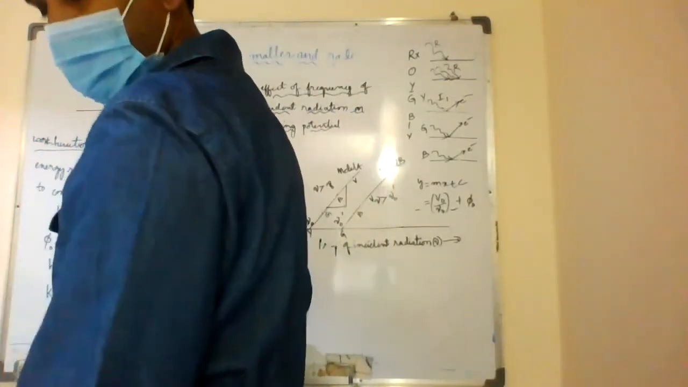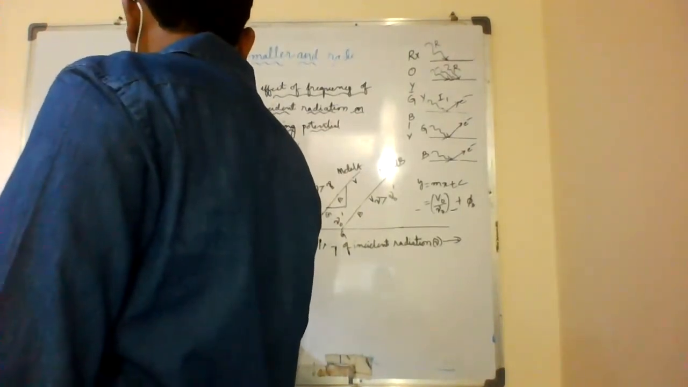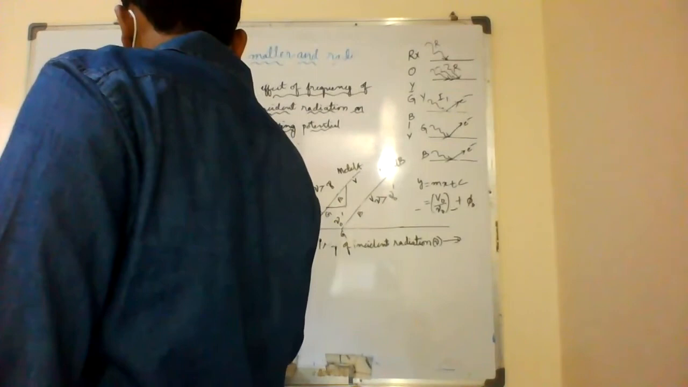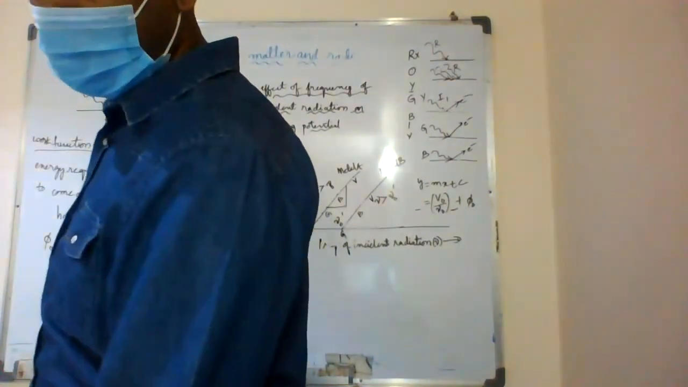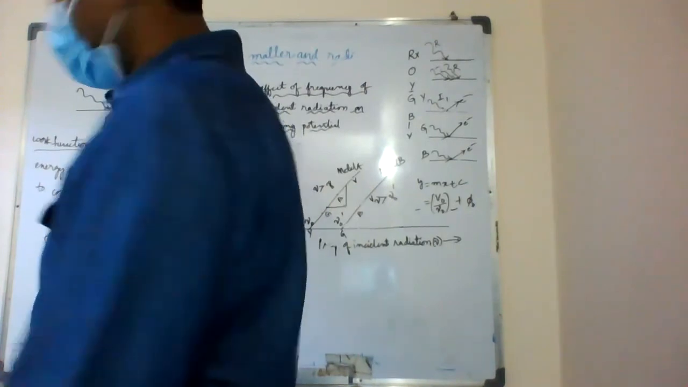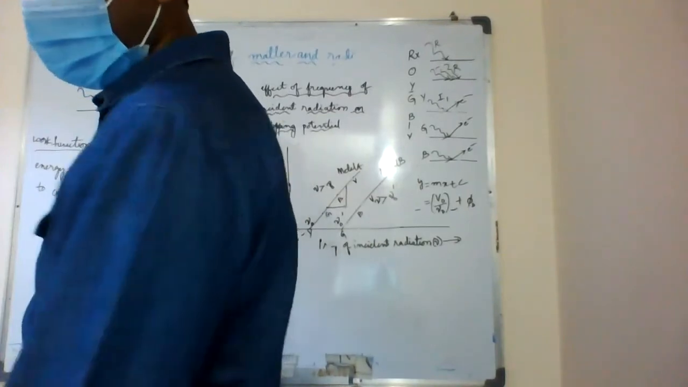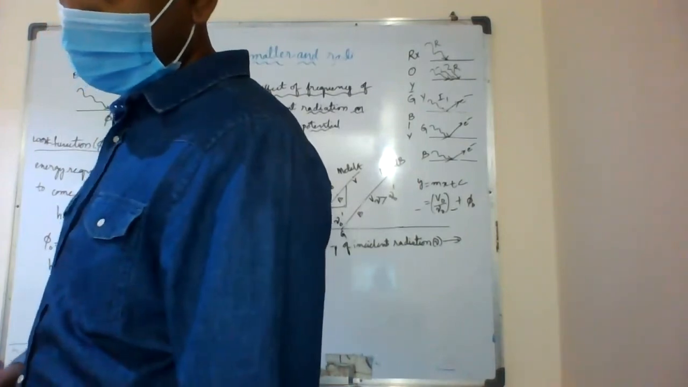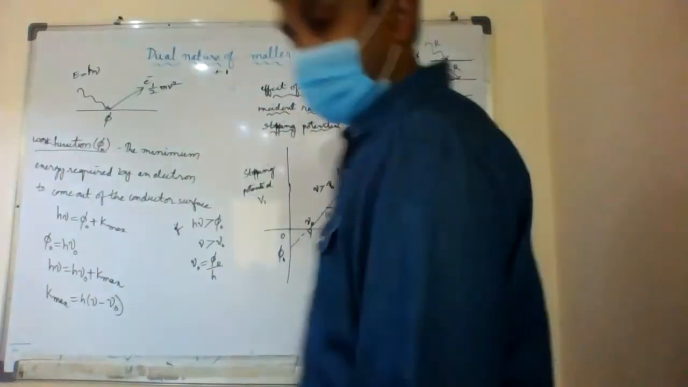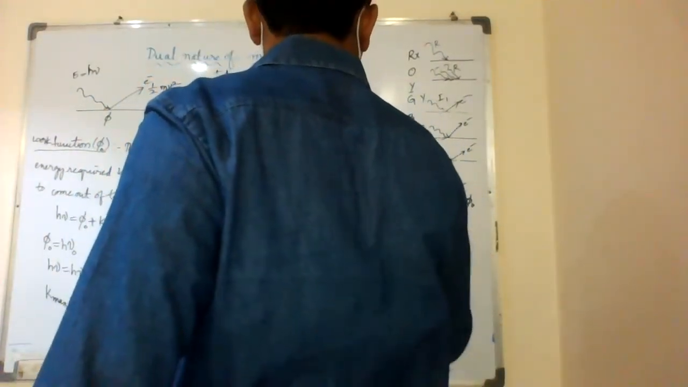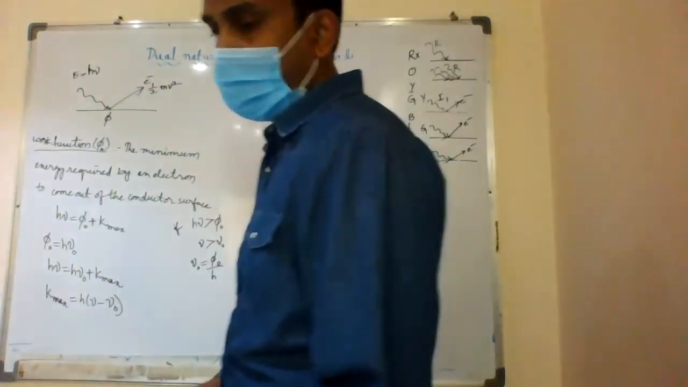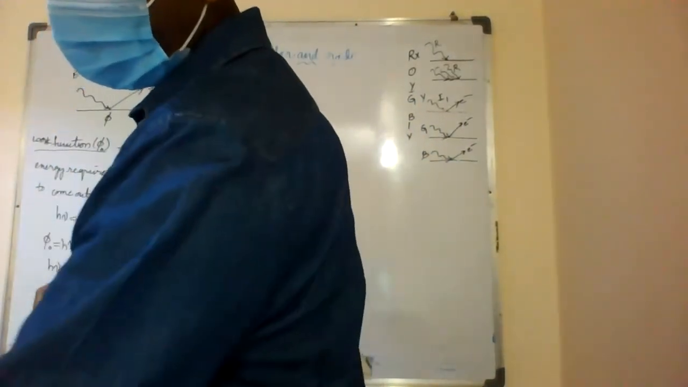So what will happen here? If H nu is greater than phi 0, what will happen? Nu is greater than nu 0. So we have nu 0 is equal to what? Phi 0 by h. Nu 0 equal to phi 0 by h. Now this is not a derivation. Actually, it is to derive different formulas out of it. Now we have one more formula. What is that?